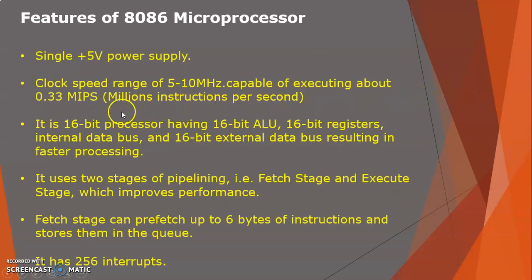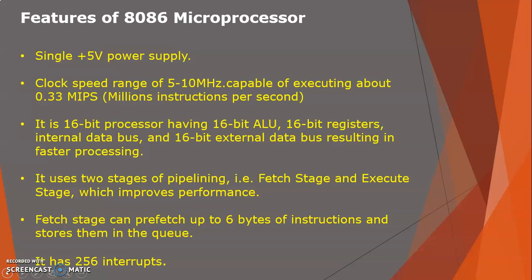Next, what more features are included in the 8086 microprocessor. First is a single 5-volt power supply. Second, clock speed range of 5 to 10 megahertz, capable of executing about 0.33 million instructions per second, that is the MIPS. It is a 16-bit processor having a 16-bit ALU, 16-bit register, internal data bus and 16-bit external data bus, resulting in faster processing. It uses two stages of pipelining, fetch stage and execute stage, which improves the performance.